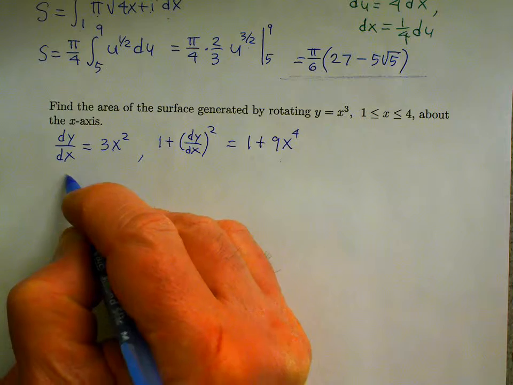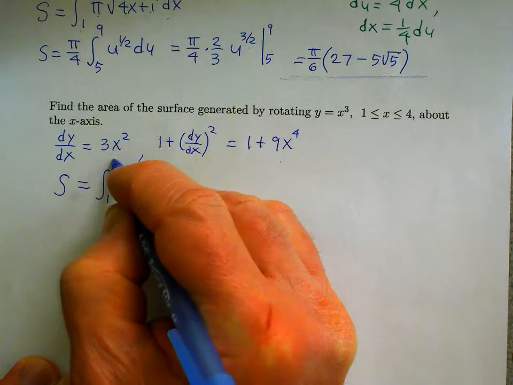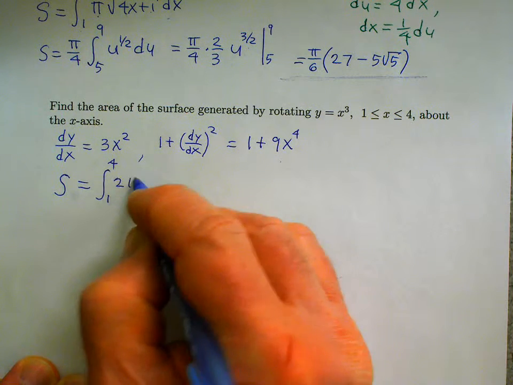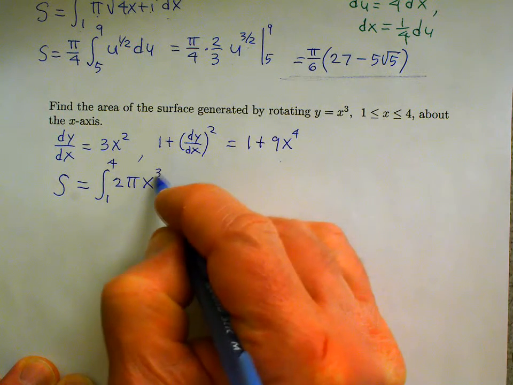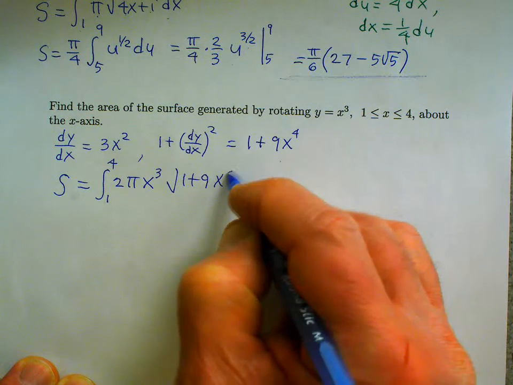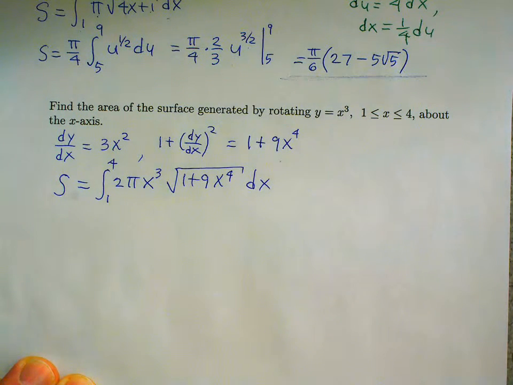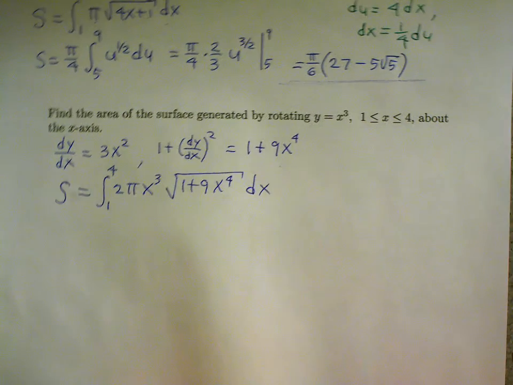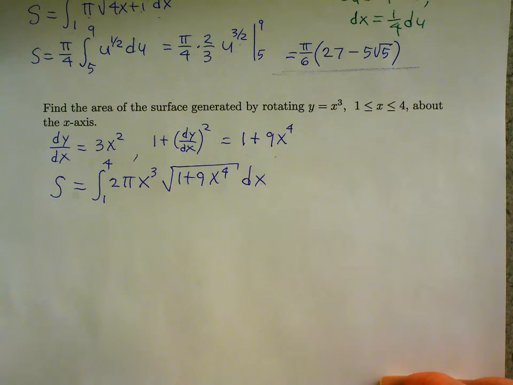So our surface area is equal to the definite integral from x equals 1 to 4 of 2 pi times x to the 3rd times the square root of 1 plus 9x to the 4th dx. Okay, work on that for a couple of seconds, and online type in the result you get within a couple of minutes.